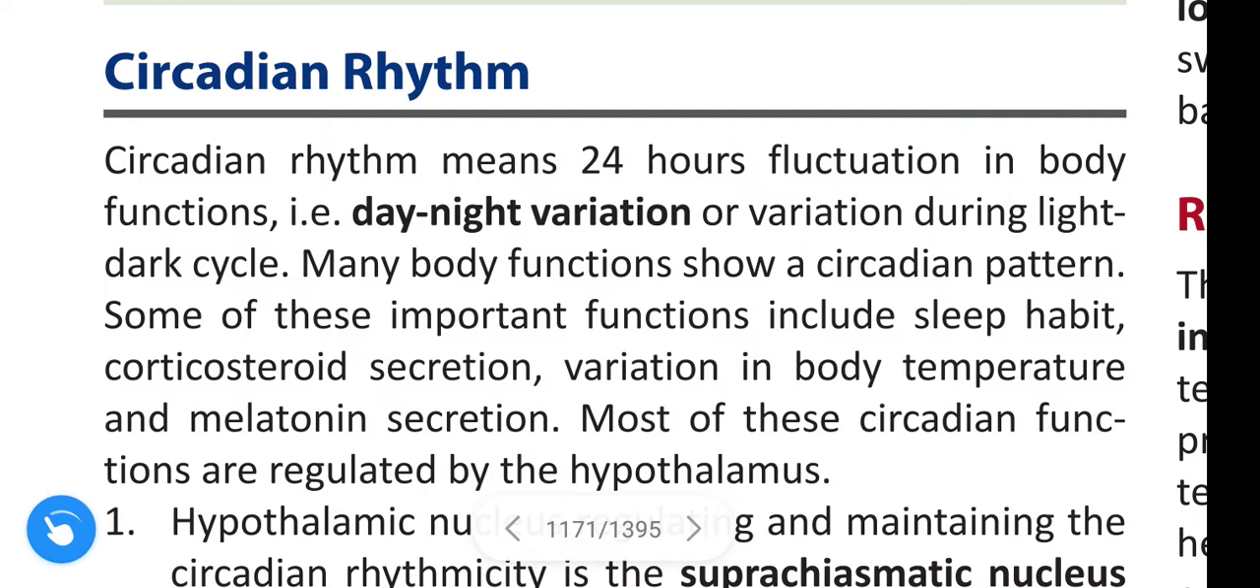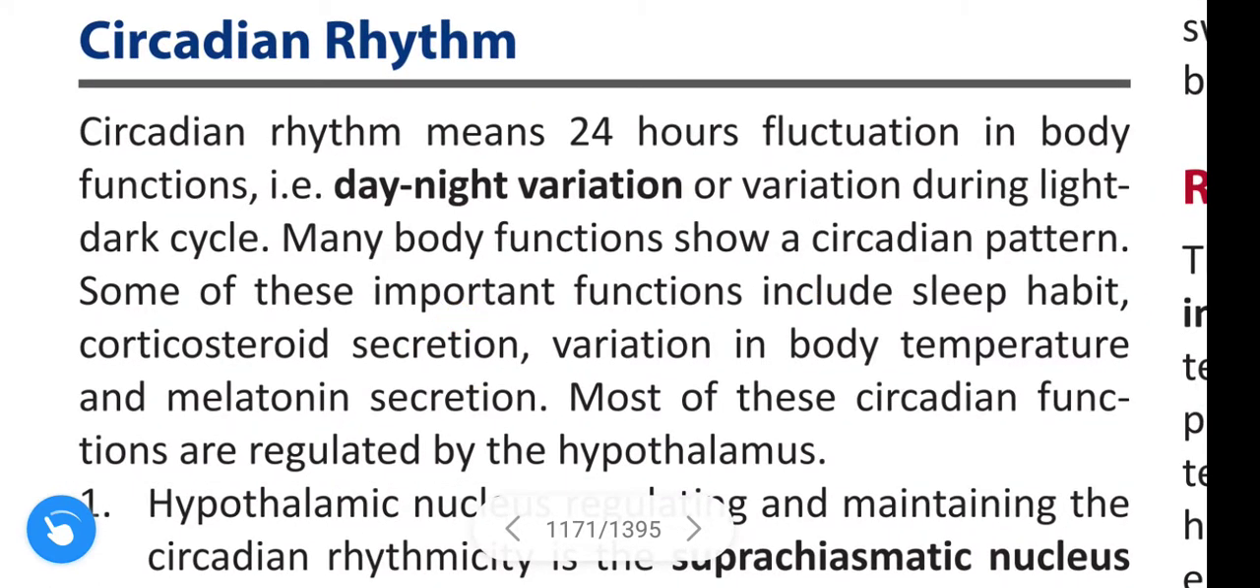In this video we are going to learn about circadian rhythm. It is one of the functions of the hypothalamus. Circadian rhythm means 24-hour fluctuation in body function, that is day and night variation or variation during the light-dark cycle. Many body functions show a circadian rhythm.